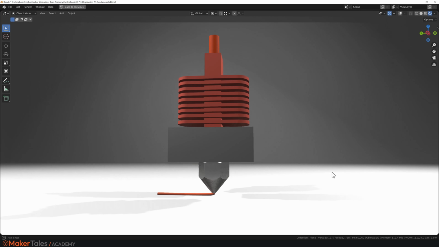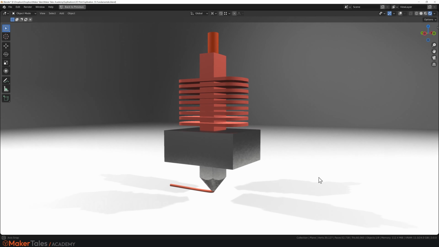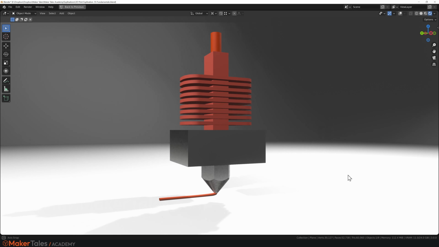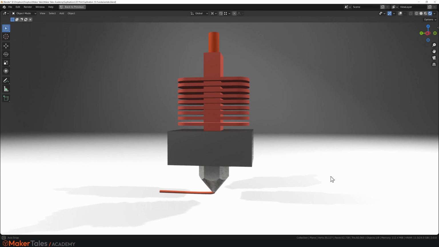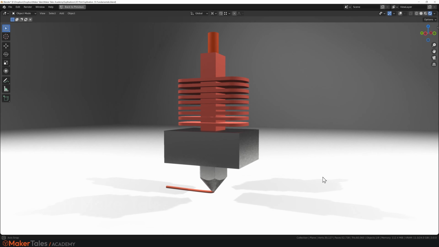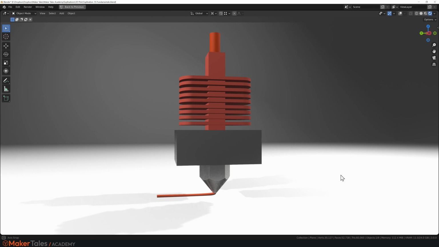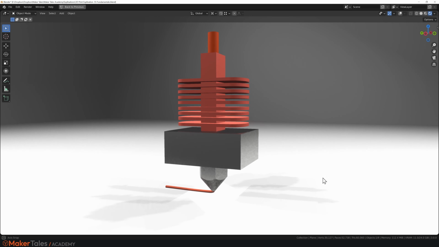Considering this whole course is about how to use Blender for 3D printing, I really feel like we should go over the fundamentals of 3D printing. Now hear me out, I know many of you know 3D printing, but we just need to go over some key, crucial precision aspects of it.